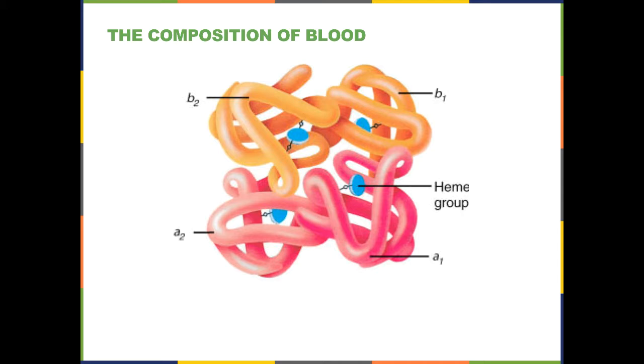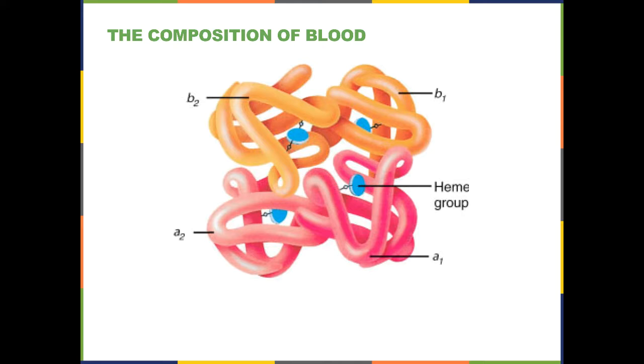This is a diagram of hemoglobin. Hemoglobin is a very complex protein that's made up of 4 subunits, 2 alpha subunits and 2 beta subunits. Each subunit has a binding site called a heme group. The heme group binding site has iron in it, and each binding site can bind 1 oxygen molecule. So in a hemoglobin molecule, you have 4 binding sites, so you can bind 4 oxygen molecules.